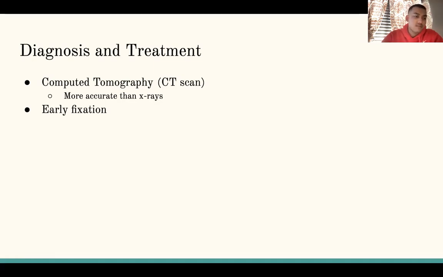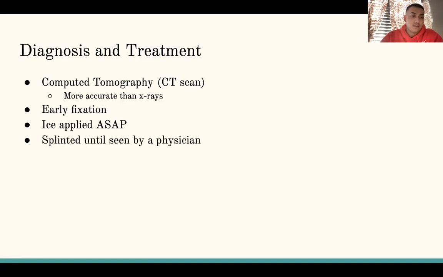For some treatment, early fixation following a scaphoid injury helps in the long run to successfully achieve and regain full function of the wrist. Cryotherapy, or just applying ice as soon as possible, whether you do fracture your scaphoid or even if it's suspected, is highly recommended. And also the affected area should be splinted until the athlete is able to be seen by a physician.